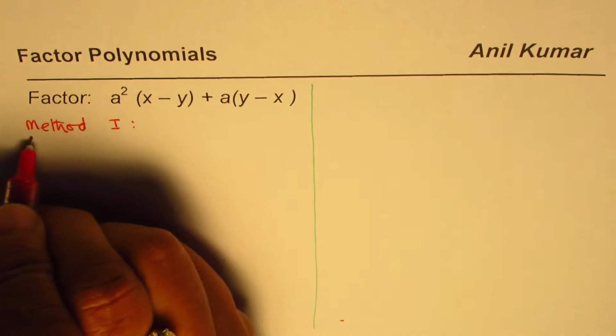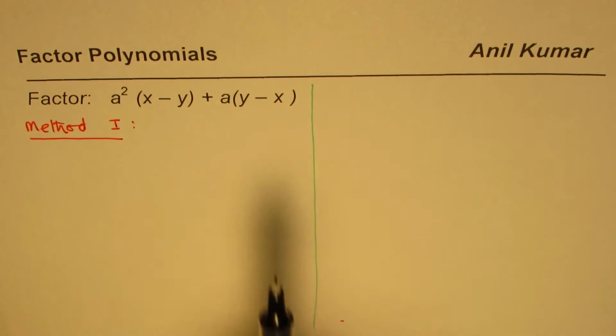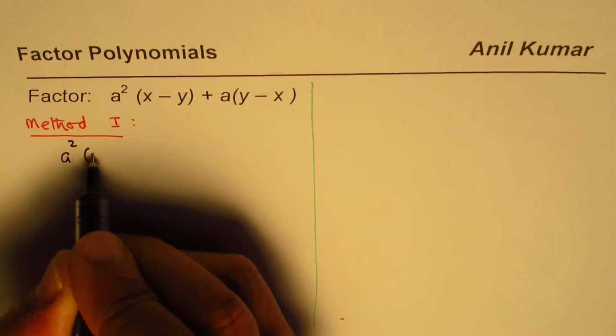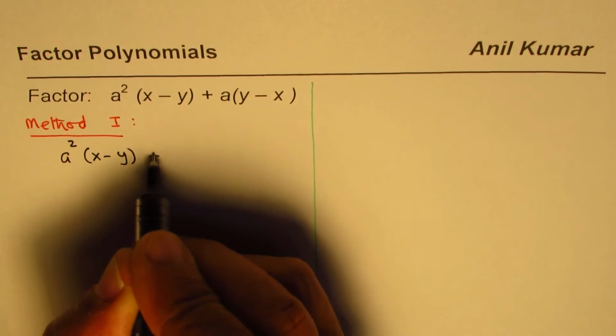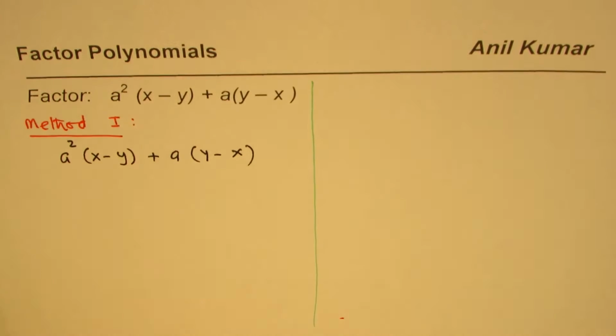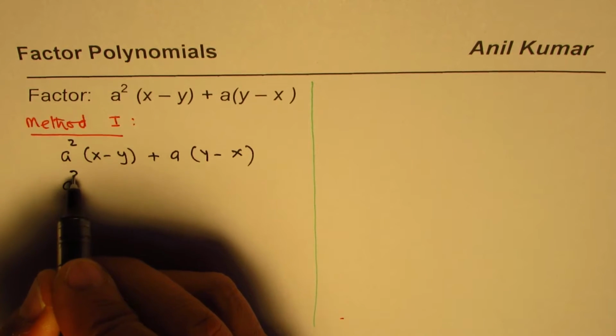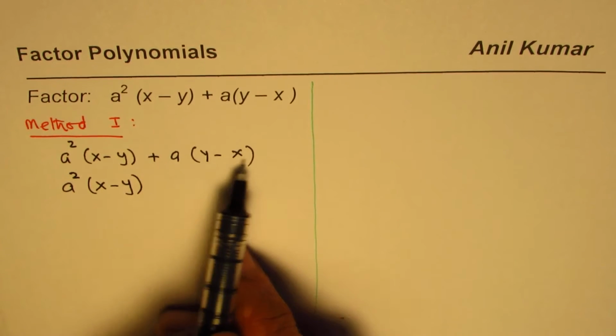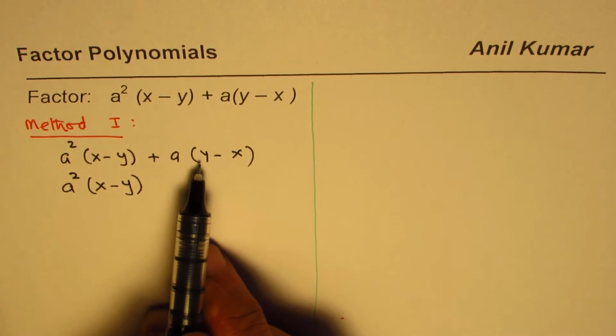Method 1 for me is the preferred way of solving such equations. So the equation given to us is a squared times (x minus y) plus a times (y minus x). That is the equation given to us. So the first term is a squared times (x minus y). It's a good idea to write this also as (x minus y), right?